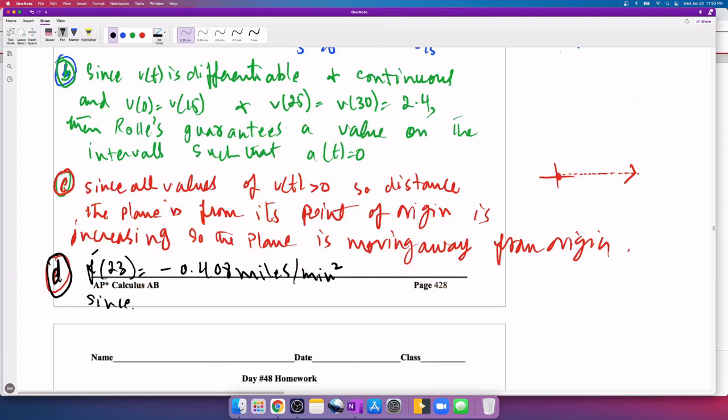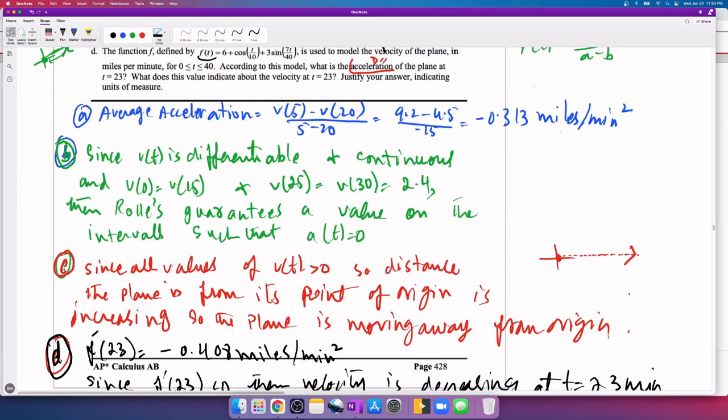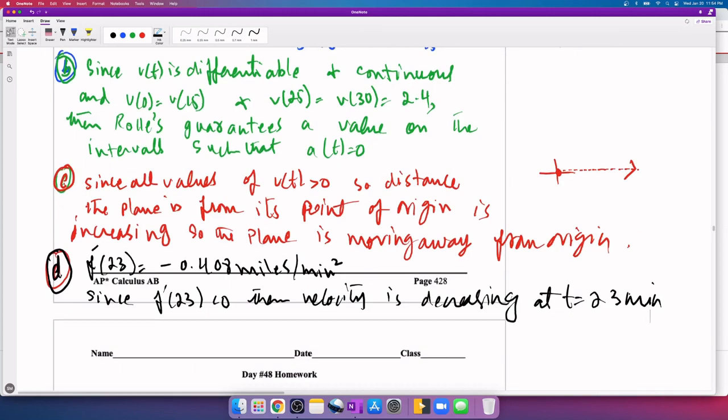Since f prime of 23 is less than 0, which is negative, then velocity is decreasing. You know that that's acceleration actually. This is acceleration, right? If acceleration is less than 0, which means acceleration is decreasing, then the velocity is also decreasing at t equals 23 minutes. So that's the last part of the question, and we are done with this objective.